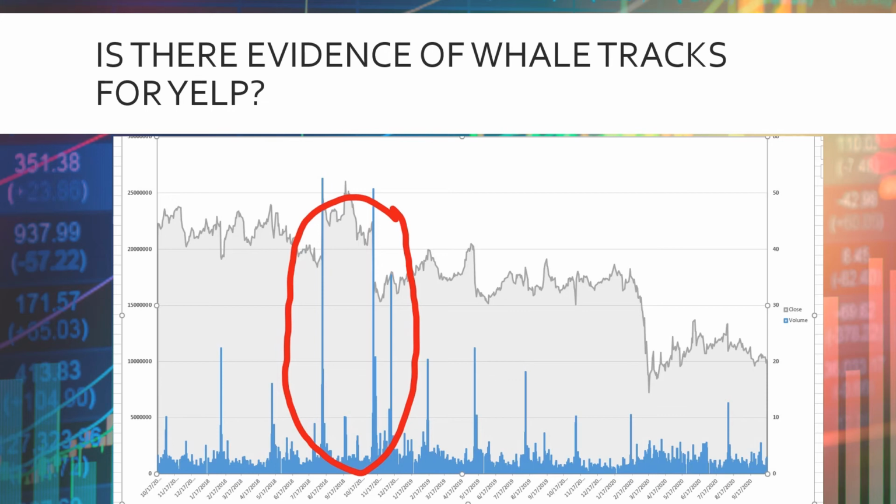Is there evidence of whale tracks happening in Yelp? There are a few spots where it looks like there are whale tracks, as can be seen on the visualization. One spot in particular is of interest because both volume and price spike up and continue to have rather large spikes continuously right after that for both until it drops off.